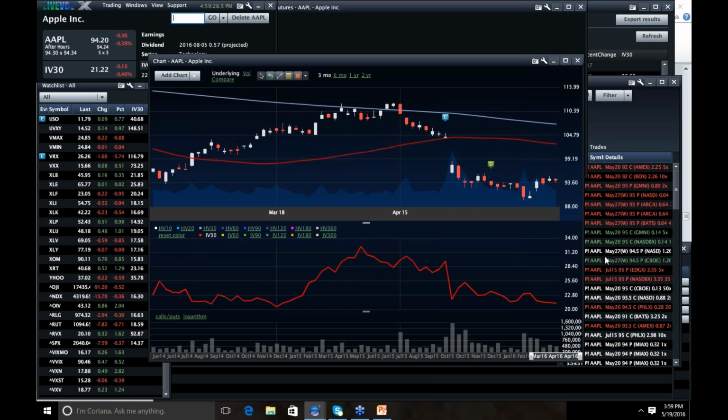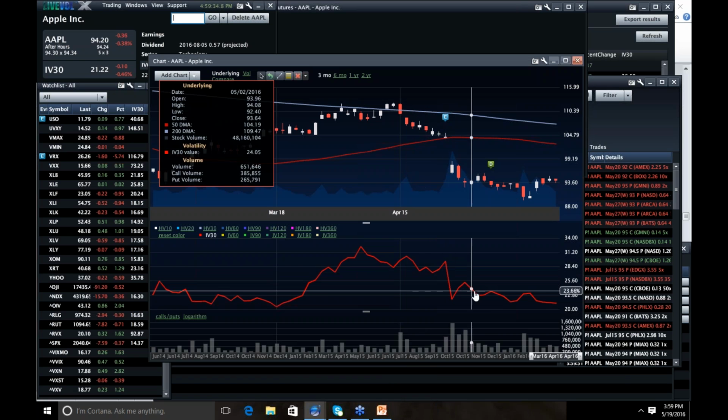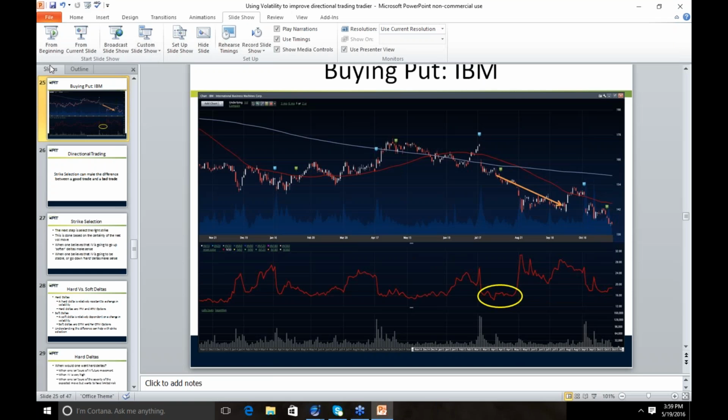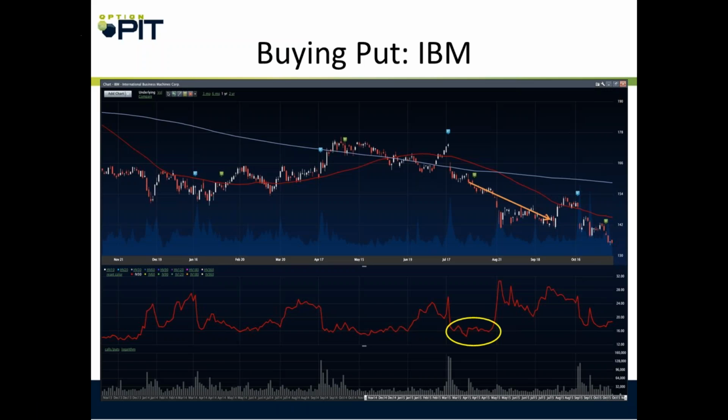I typically like to go about a month out when I'm trading duration on these. This is 30-day implied volatility, 30 days out, and I'm typically out with less than 2 weeks.